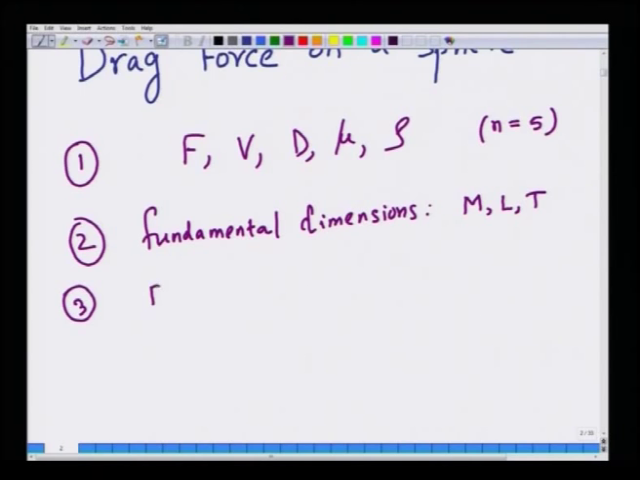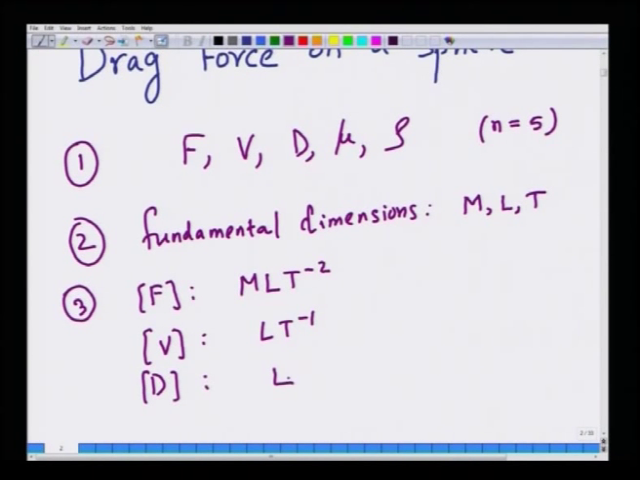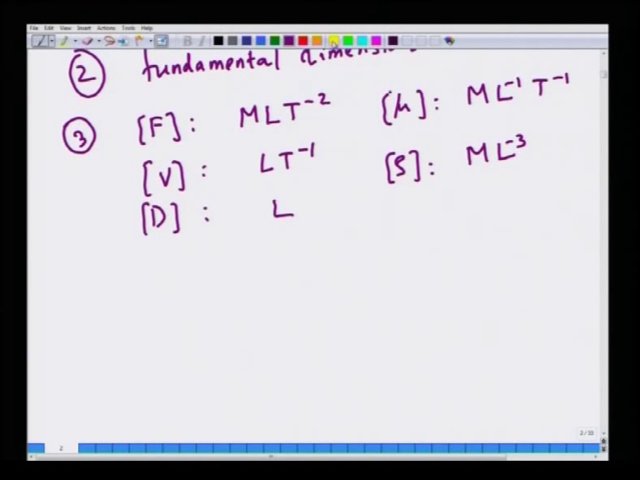Well, the dimensions of force is mass times acceleration. The dimensions of velocity is length by time. The dimensions of the diameter of the sphere is simply length. The dimensions of viscosity, as we have seen, is M times inverse length times inverse time. And finally, the dimensions of density is mass per volume, it's M L to the minus 3. So, if you look at all the variables, you will see that you have M, you have L and you have T. There is no other fundamental dimension present in this problem.